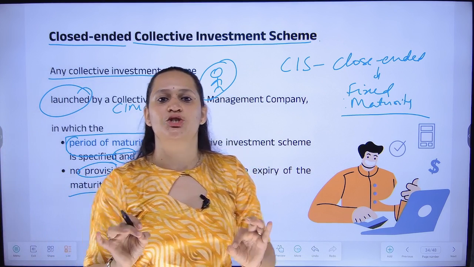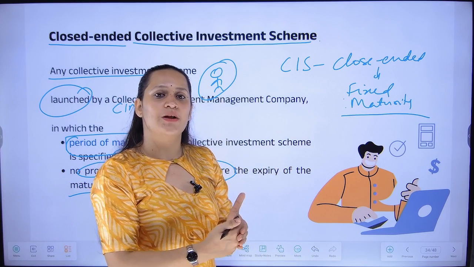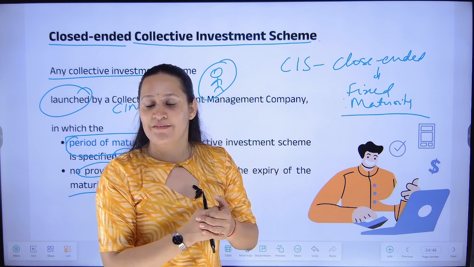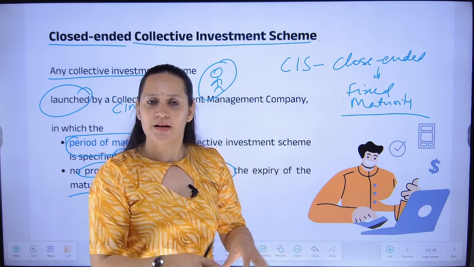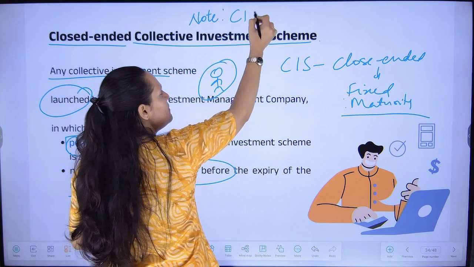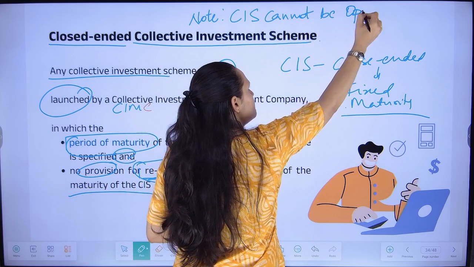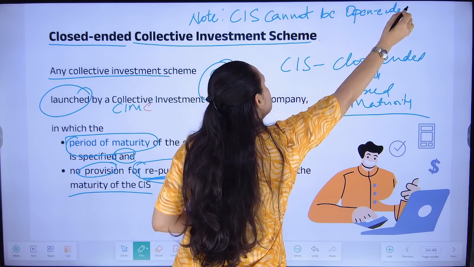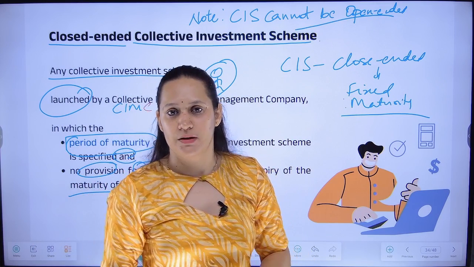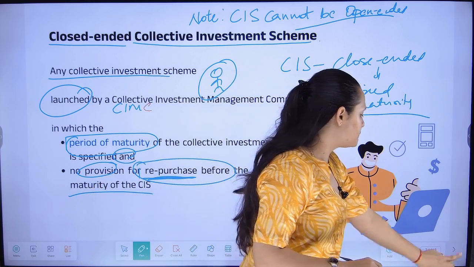So what is a close-ended scheme? It should have a fixed maturity period. The duration of investment should be specified, and at the end of the duration you should be able to pay them back the principal amount along with the returns that they have earned over that investment. Please keep in mind, a high note you should make, that a collective investment scheme cannot be open-ended. It is not permitted to have an open-ended collective investment scheme, that is a scheme with no maturity period. That is completely prohibited under the CIS regulations.